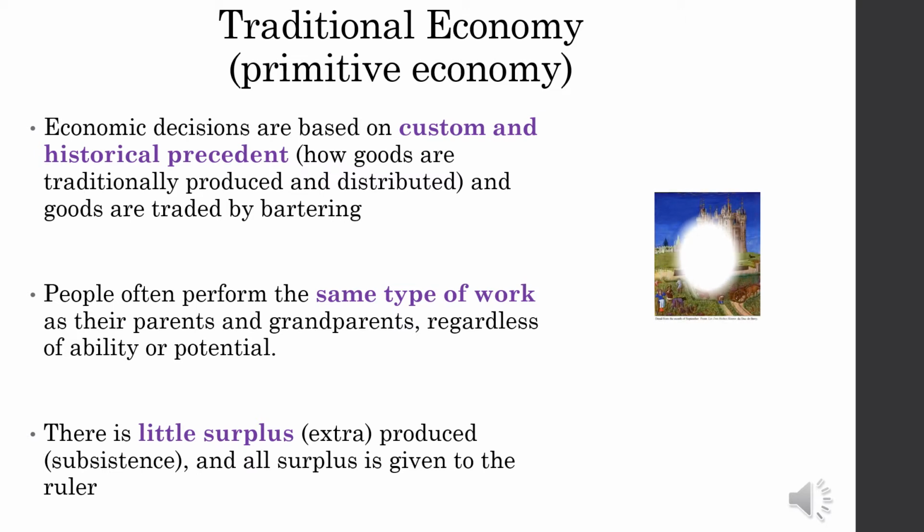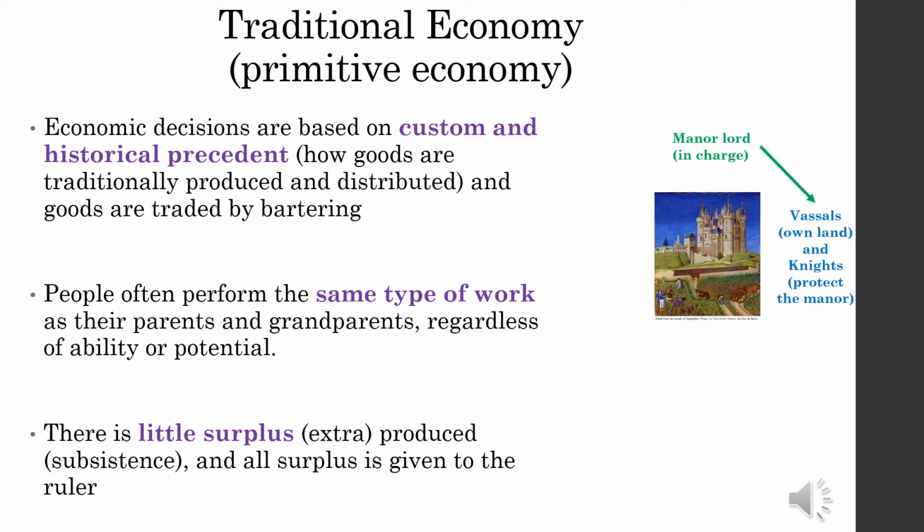This is a feudal manor from back in the dark ages of Europe. It was so bad in Europe that people came together on somebody's property and they made the following deal. The manor lord is the person in charge, and he gives land to vassals. They own the land, and then we have knights. Those are the guys in the shining armor who protect the manor. Those people in turn protect the serfs.